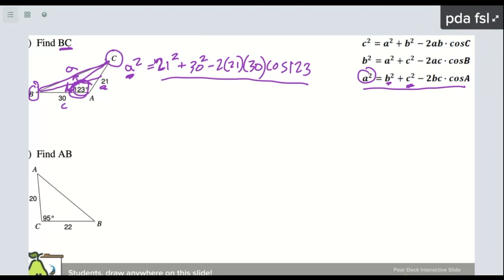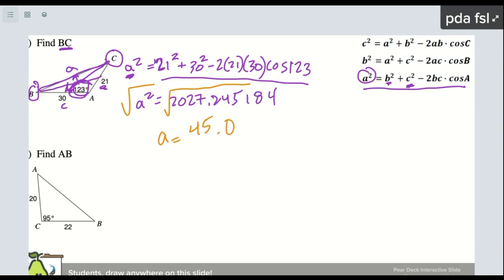That goes in the calculator. You get a big number, a squared equals 2027.245184. My last step is I have to square root. When I do that, I get a equals 45.0. This is working out nice today. Then here's 45.0. See? No problem. We got this.